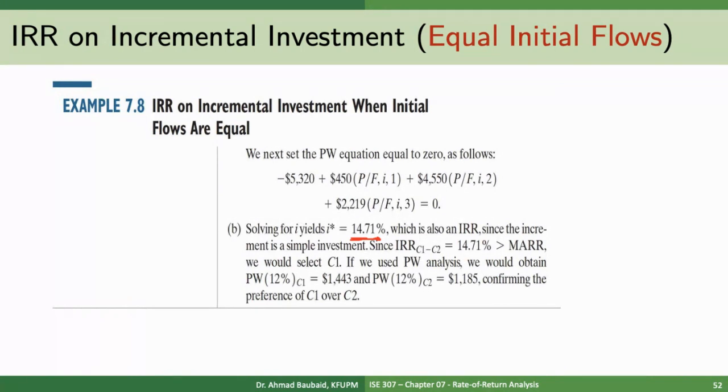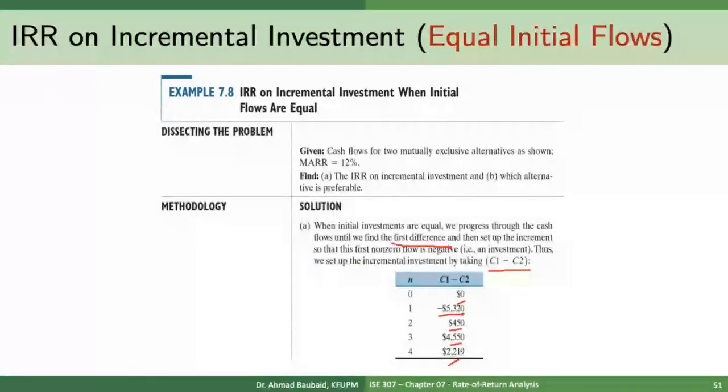Also notice that the increment is a simple investment. So to Mazen's question, I star in this case is equal to the internal rate of return. You see here it says which is also an internal rate of return. So why is it simple? Notice here that in this increment, I ignore zeros, remember? I have negative and then I have one sign change. So this is a simple investment.